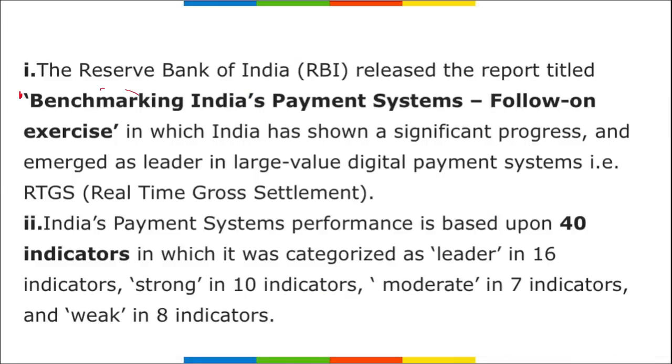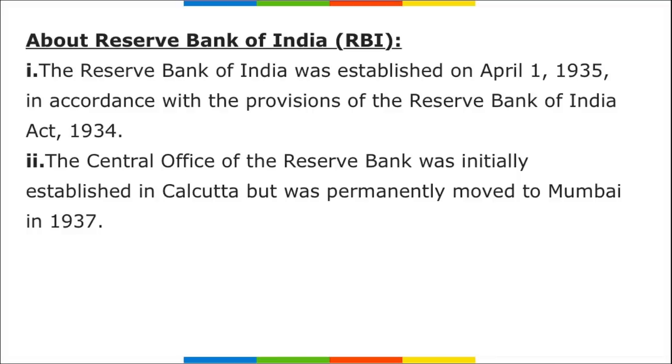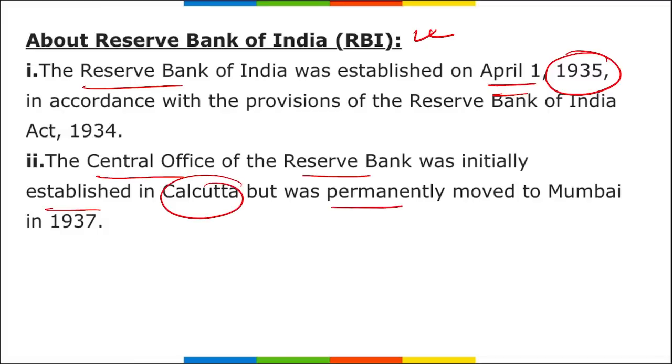RBI released the report. What was the report? Benchmarking India's Payment System follow-on exercise. In this, India has shown significant progress and emerged as a leader in the large value digital payment system, that is your RTGS. India's payment performance is based on 40 indicators that you have to remember. If we talk about RBI, then the Reserve Bank of India was established on 1st April 1935. Remember, the central office of the Reserve Bank was initially established in Calcutta, but it was later permanently moved to Mumbai in 1937.